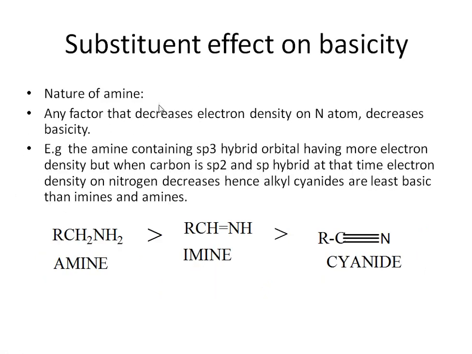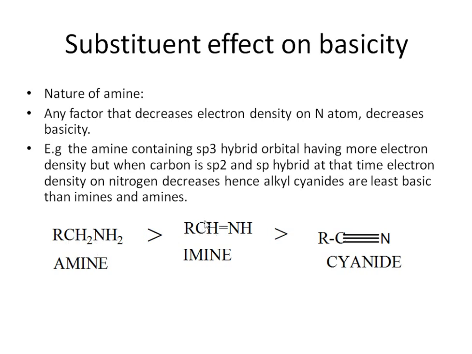Then the second factor is the nature of the amine. Here we have three compounds: one is a primary amine, the second one is an imine, and the third one is a cyanide. So the sp3 hybridized carbon atom gives maximum electron density to the nitrogen, then the sp2 hybridized carbon atom, then the sp hybridized carbon atom. So the sp3 hybridized carbon atom adds electron density on the nitrogen and is the more basic one.